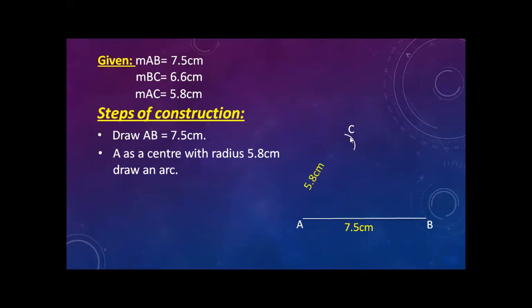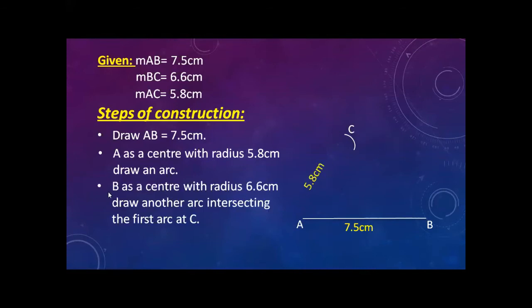Where we put the arc, this is point C. Now with B as a center, B is another center with radius 6.6 centimeter. Draw another arc intersecting the first arc at C. Now put your compass on point B.